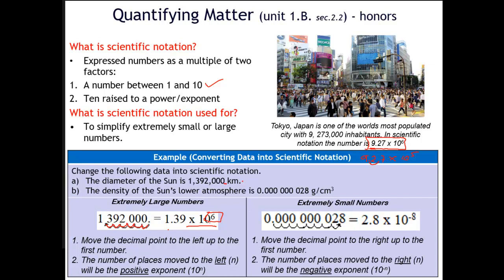Consequently, on the other one, when you have a super tiny number, we're going to move the decimal in this case to the right. And as we move to the right, we are going to have a negative exponent, 10 to the negative 8. So we're going to have 2.80, or 2.8, whichever one you want, times 10 to the negative 8. So negative exponents mean moving to the right, and positive exponents mean moving to the left.